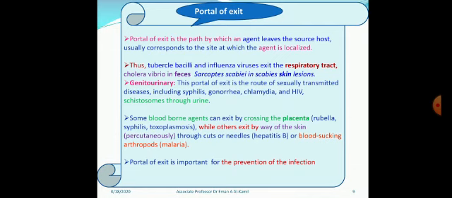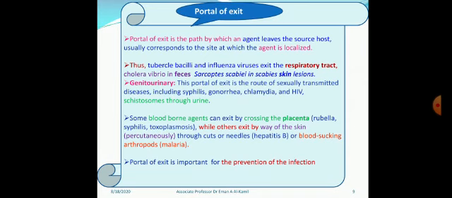So the portal of exit is the starting point of the chain of infection, where the microorganism leaves the reservoir or the host, and then finds the susceptible host by a special mode of transmission.